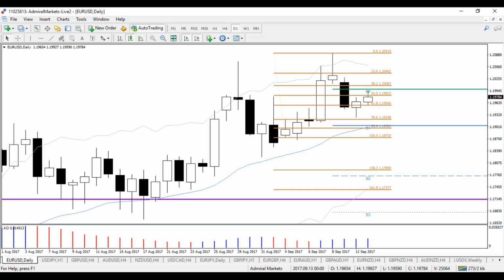There we go. And we zoom into the daily chart. Right? So let's see if I can zoom in a bit more so you can see it a bit better. Let me get rid of these lines.